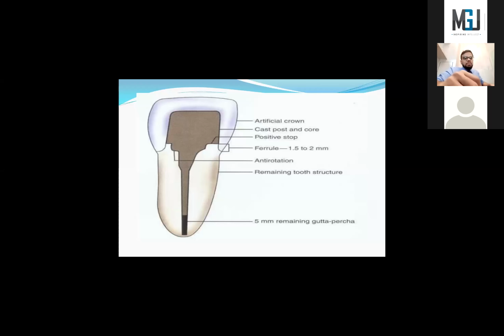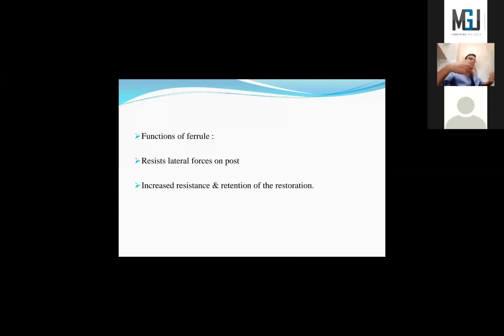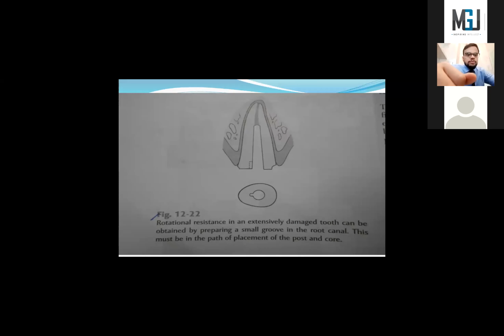Okay, I think this is already explained to you, so I don't really need to go much into the detail of this. Where does the ferrule work? It resists the lateral forces on the post. So obviously the chances of the post fracturing inside are eliminated. The chances of the post and core coming out in total is eliminated. The chances of the restoration failing are reduced, which is ideal to make sure that it's a long lasting restoration for the patient.